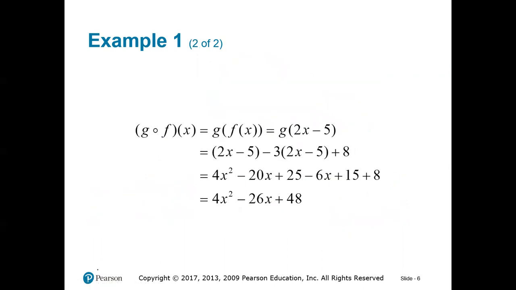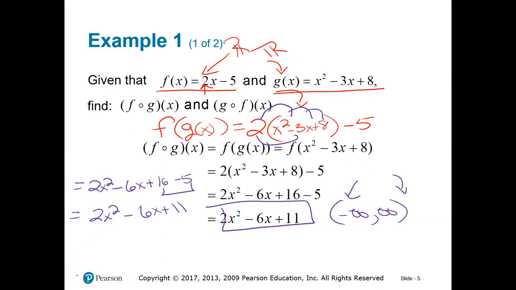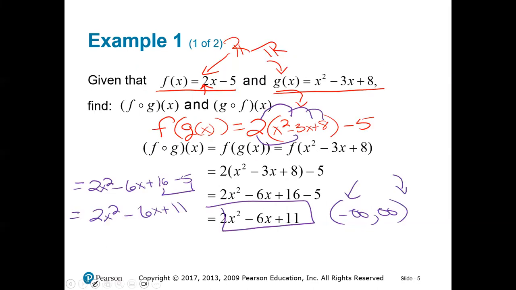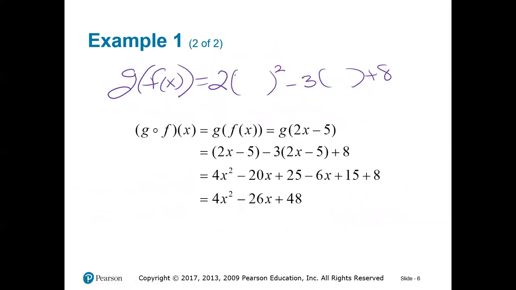Now, what if I switched the order? What if I said g of f? That means I'm going to take the g function, and everywhere I see x, plug in f of x. So my g function was 2, and then I had x squared minus 3x plus 8. And then let's look at our f function, which is 2x minus 5. So everywhere I see the x, I'm just going to plug in my f function.